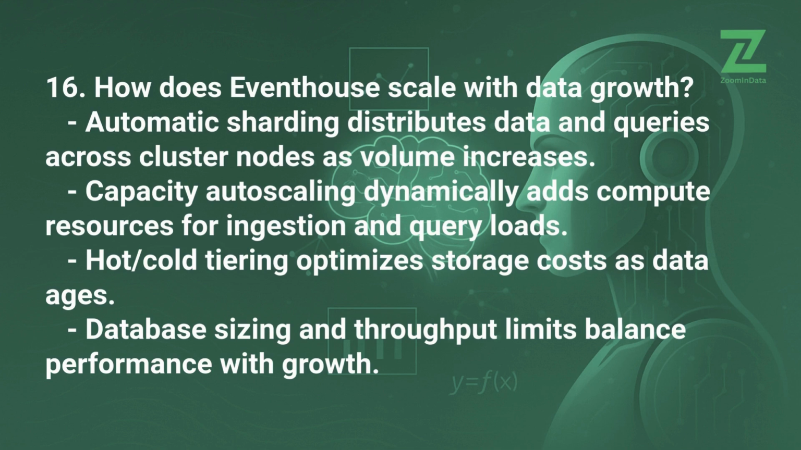16. How does Eventhouse scale with data growth? Automatic sharding distributes data and queries across cluster nodes as volume increases. Capacity autoscaling dynamically adds compute resources for ingestion and query loads. Hot, cold tiering optimizes storage costs as data ages. Database sizing and throughput limits balance performance with growth.